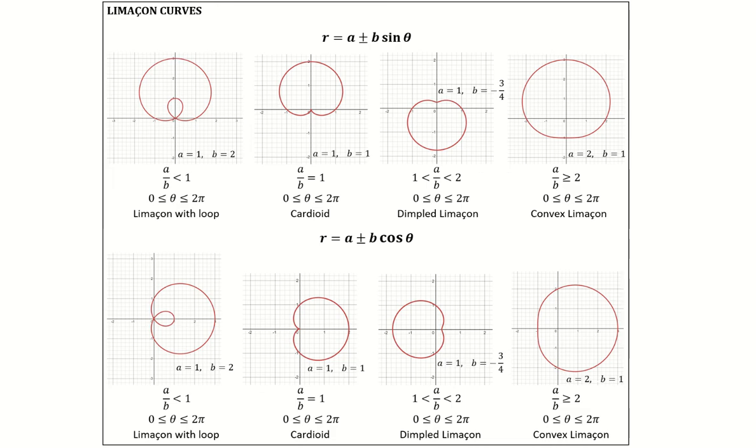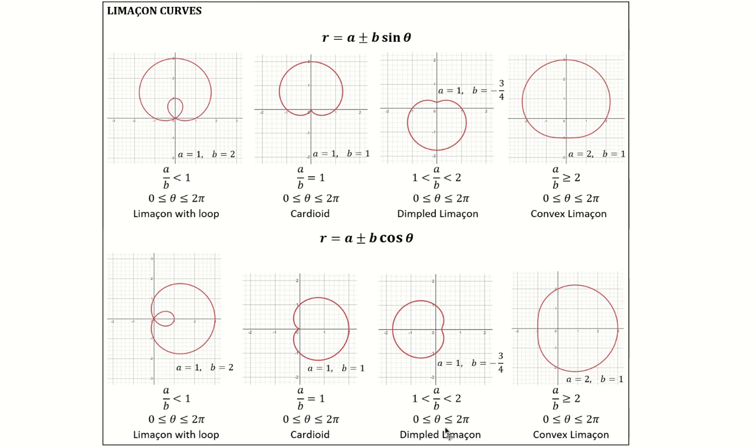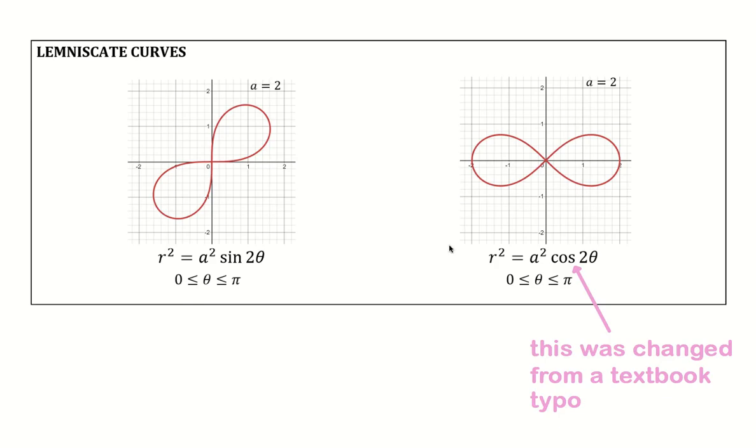So I don't want to linger too much longer on this for now, but I want you to take notice especially of the ones where it only goes from 0 to pi. Most of these go from 0 to 2 pi in order to create the entire graph, but this one is interesting with the r squared and stuff.